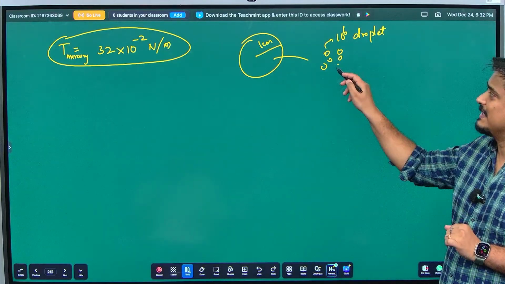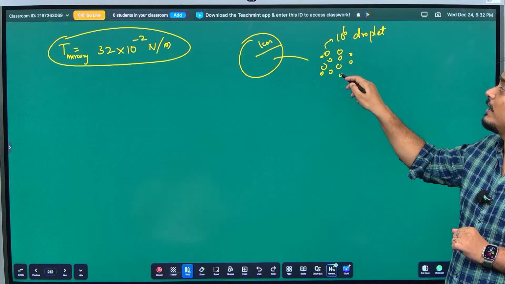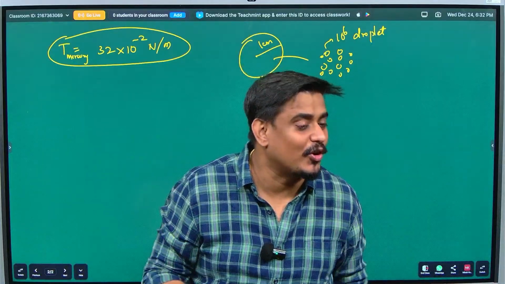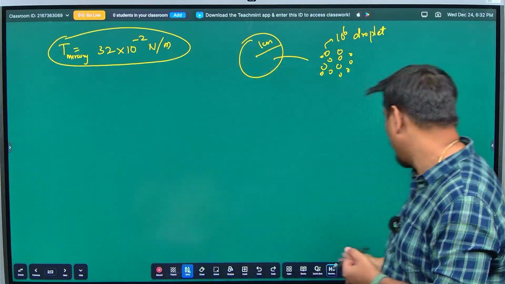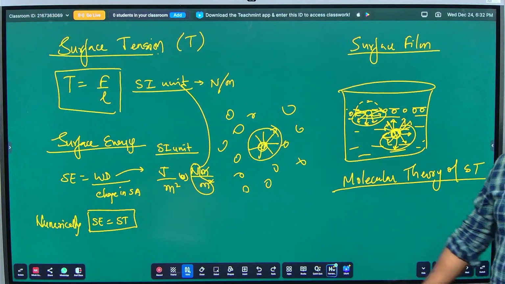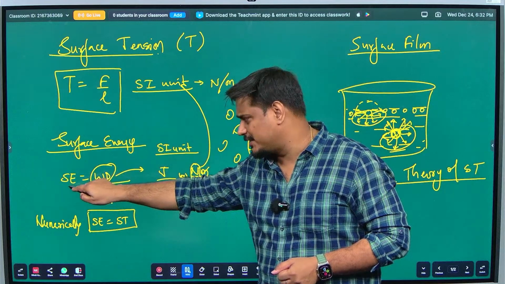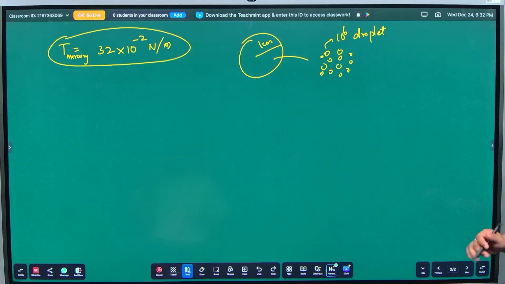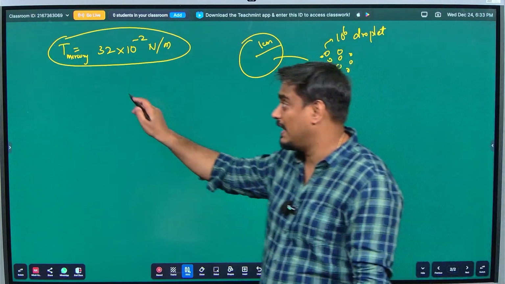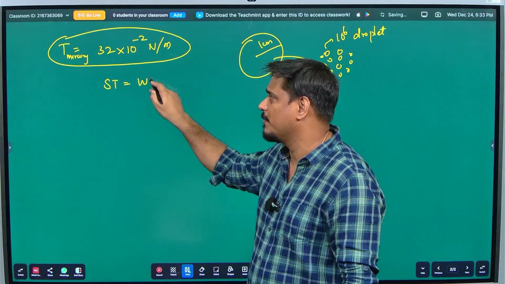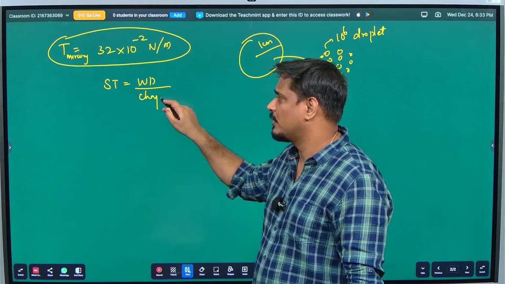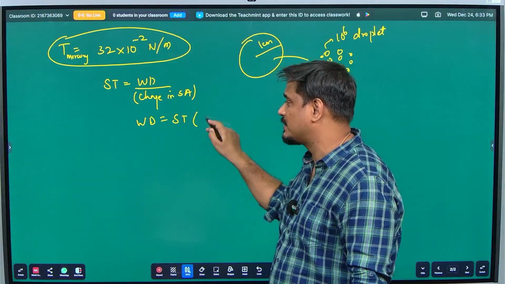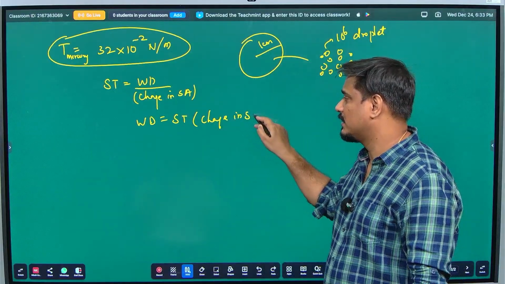Now what do they say? What is the work done for this change? If one big drop is breaking into 10 lakh small drops, how much work is done in this? You know the formula; on the previous page I gave the formula of work done. Work done is equal to surface tension multiplied by change in surface area. Surface tension is given to you. If you are able to find change in surface area, you will find the work done.